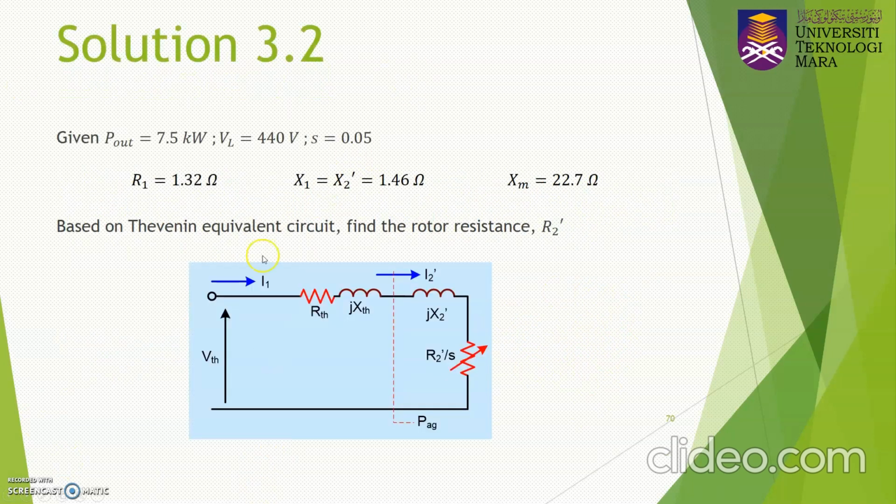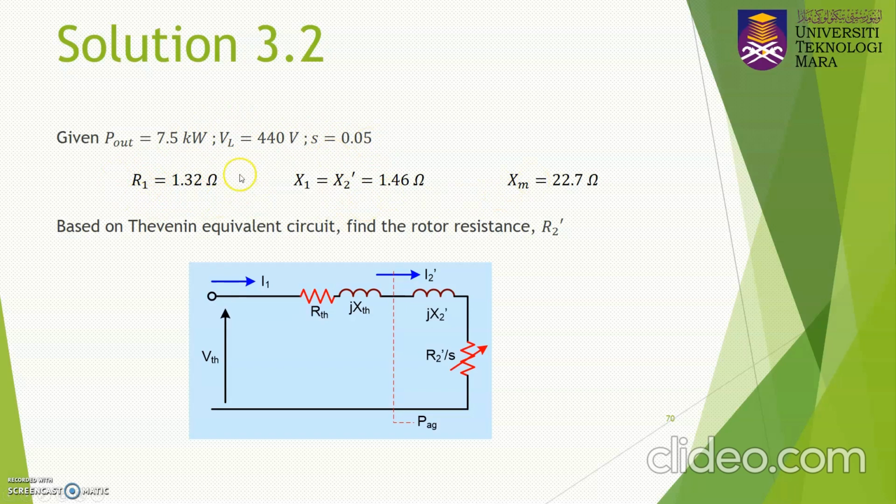Okay, so here you can first draw your Thevenin equivalent circuit. You have an input of V Thevenin, and then your R1, XM, and your X1 are replaced by the R Thevenin and the jX Thevenin. And then for the rotor part, you just redraw it again. So you have R2 prime divided by S here, and jX2 prime. Alright, given output power is 7.5 kilowatt, the V line is 440 volt, and S is given as 0.05. So this is the value of R1, X1, and also the XM.